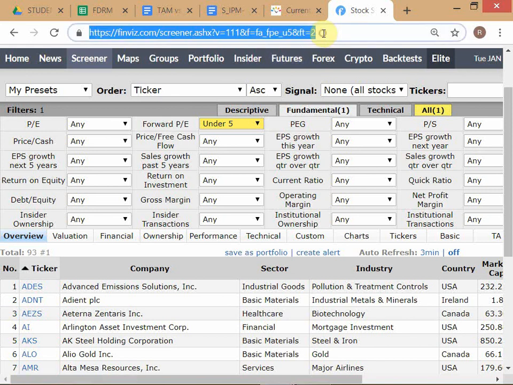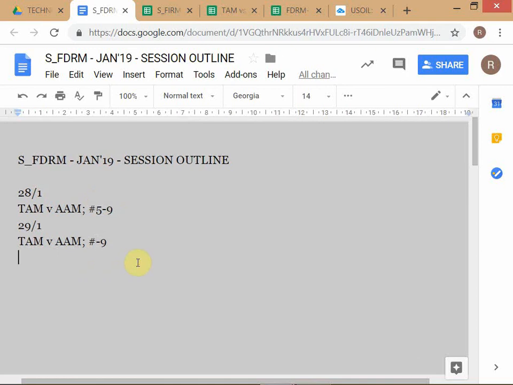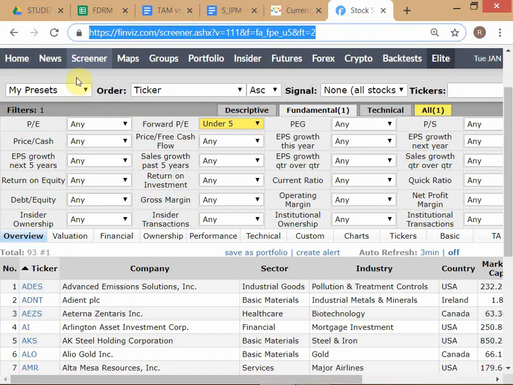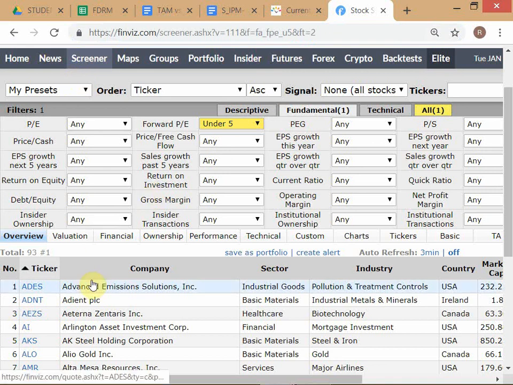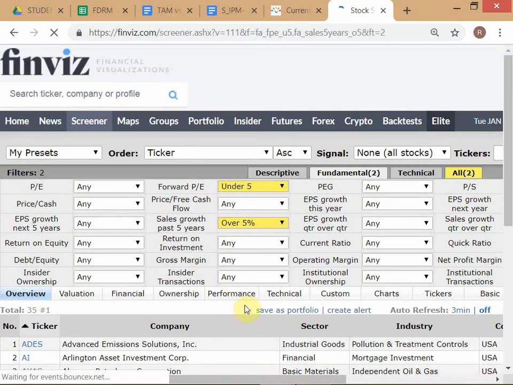Okay. I'll just add. I think this is already in your sheet. But I'll just add it to your sheet. All right, so this is one filter. So now you can keep on adding other filters and keep on reducing the number of stocks. If you want to build a portfolio with only 30 stocks, you can keep applying filters until the number reduces. So if I use sales growth past 5 years, over 5%, let's say, then it'll go down from 93 to 35.